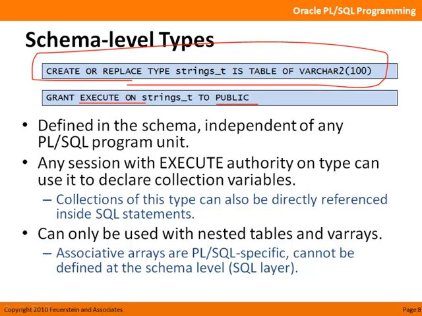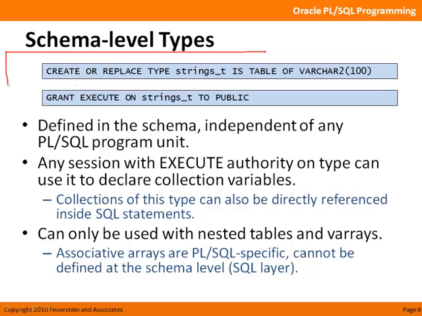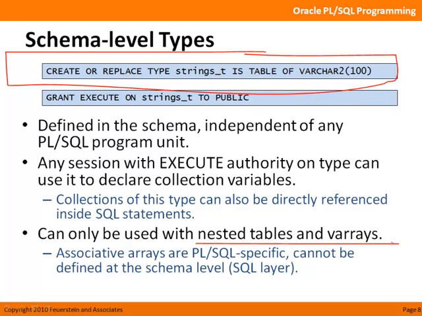So it's as globally available as a package-based type, but also if I did want to create a relational table that has as one of its columns a nested table or a V-array, I would have to create the type at the schema level. And I'll show you an example of this when we take a look at nested tables and V-arrays in much more detail. Schema level types are only allowed for nested tables and V-arrays, not for associative arrays at all.